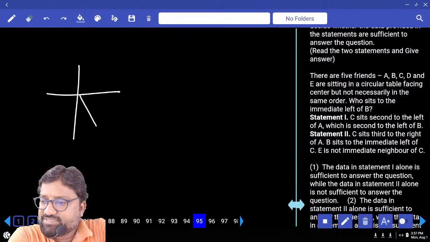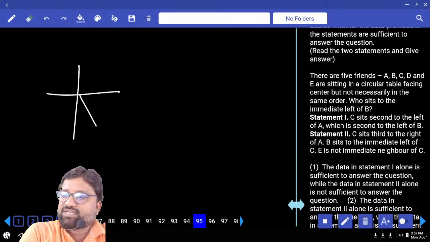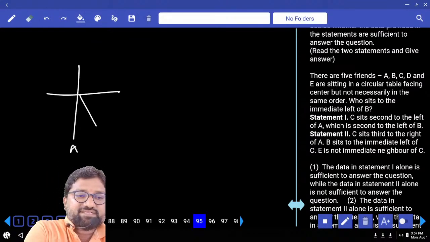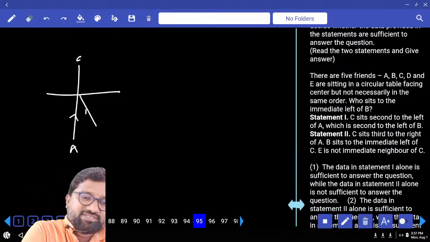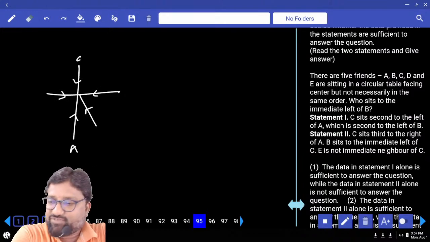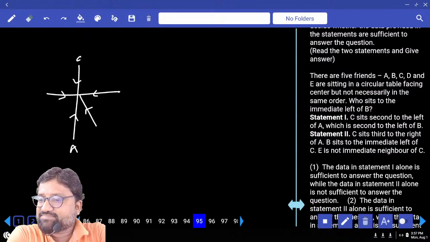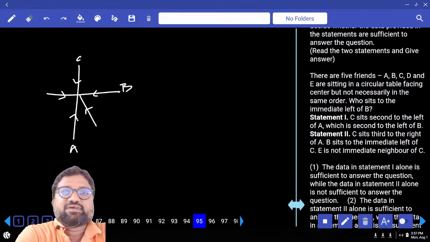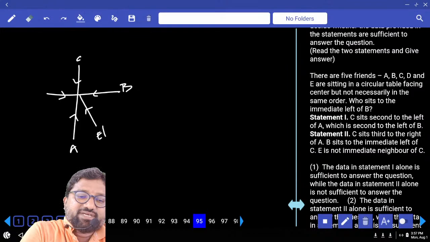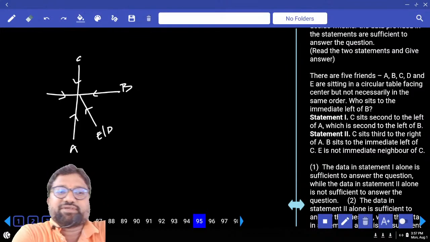I'm going with the first statement. C sits second to the left of A. Second left of A is C. Everybody is facing the center, clearly mentioned in the question. The question is who sits to the immediate left of B? A is second to the left of B. So who is to the immediate left of B? It can be either E or D.